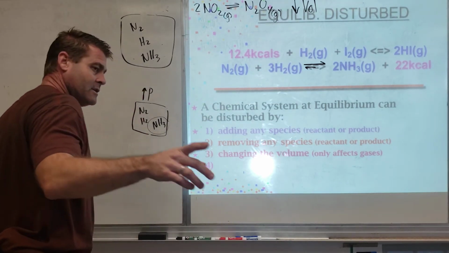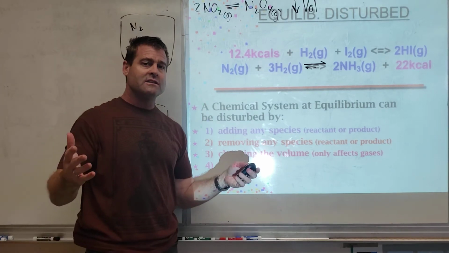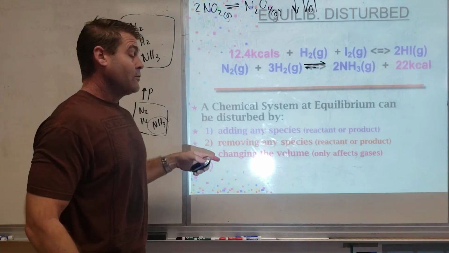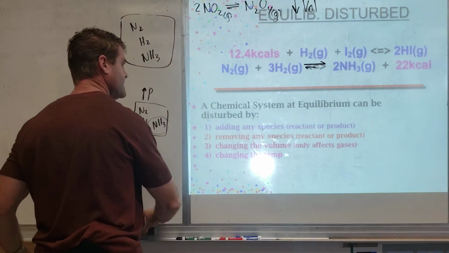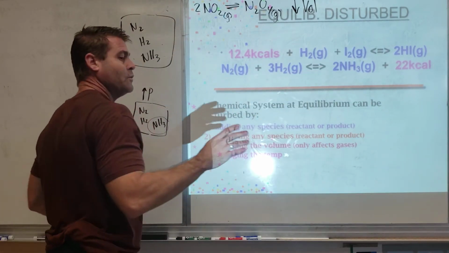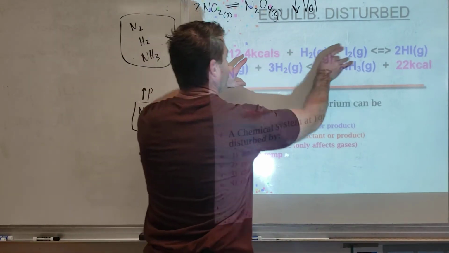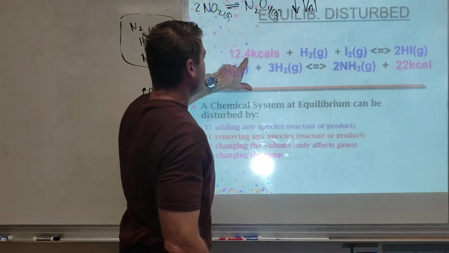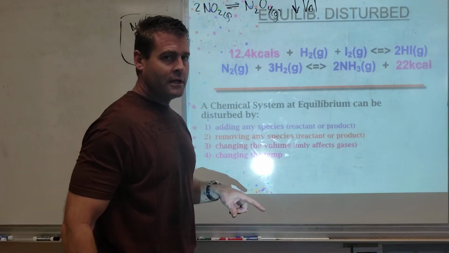Okay, one last thing that we can do, and I bet you could have guessed this. What's another thing we can do to change the system? Not only add, not only remove, not only change the volume, but we can change the temperature. Whenever you change the temperature, to know which way the equilibrium is going to shift, you always want to look at the heat unit and see on what side the heat unit is located.